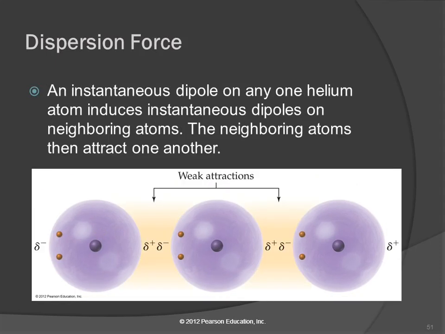Great, so what does that do? Well, a temporary dipole in one helium atom can cause or induce a temporary dipole in a neighboring helium atom. Because if this helium atom is close to this one, here's this positive charge. That positive charge is attractive to the electrons. And those electrons are going to be drawn to it. Oh, hey, look, we like that. And they'll go over to the side.